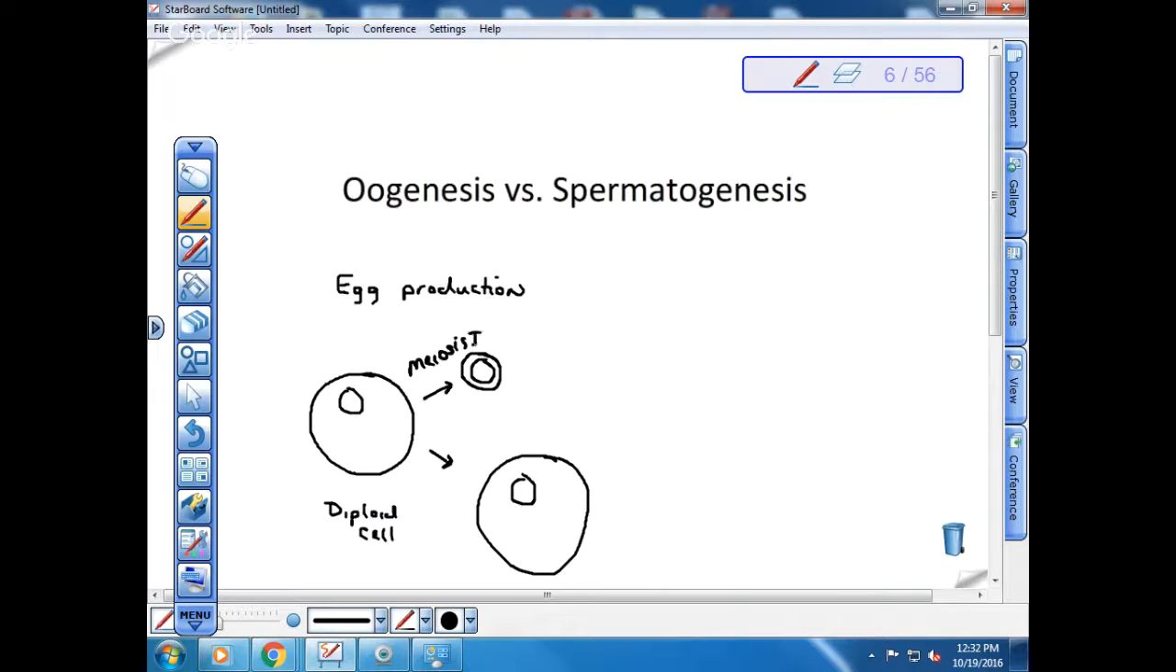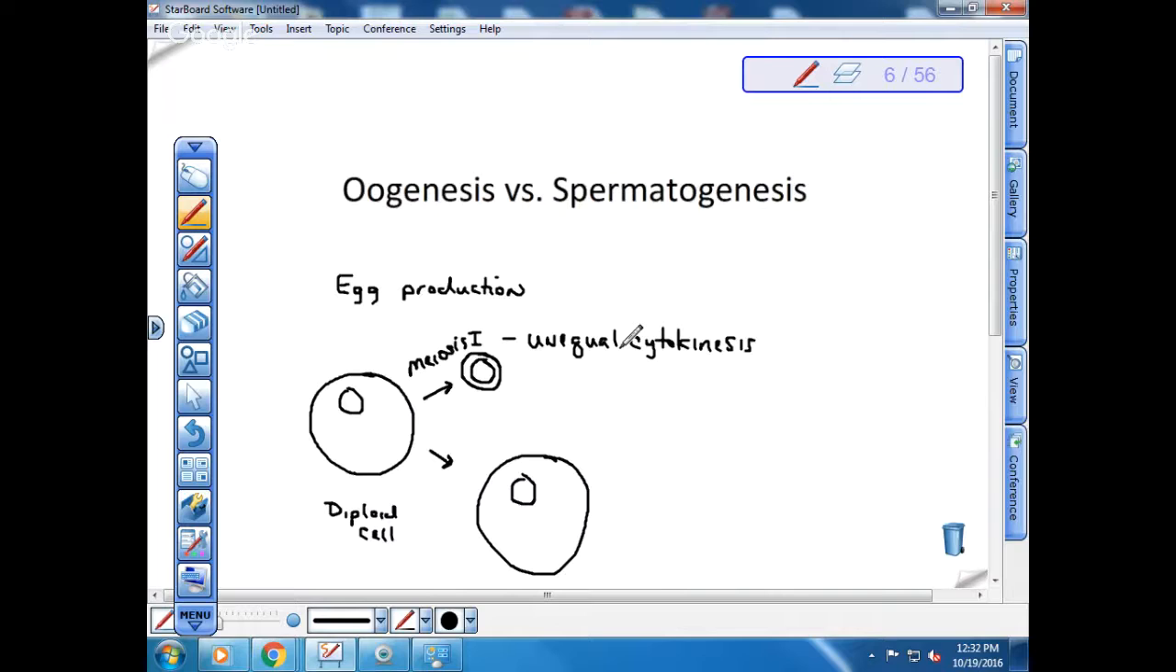This is called unequal cytokinesis. Okay, so unequal divvying up of the cytoplasm. Now this nucleus has genetic material, it's perfectly fine, it just doesn't have any nutrients in it, right? So this is just discarded.